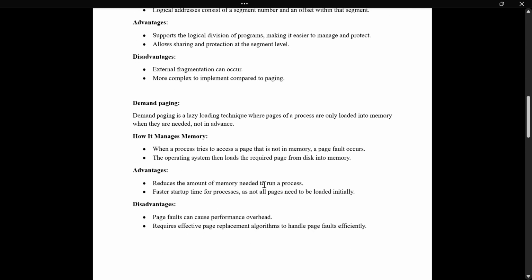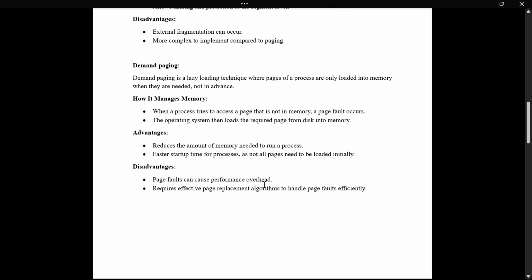Demand paging. Demand paging is a lazy loading technique where pages of a process are only loaded into memory when they are needed, not in advance. How it manages memory: when a process tries to access a page that is not in memory, a page fault occurs. The operating system then loads the required page from disk into memory. Advantages: reduces the amount of memory needed to run a process, and gives faster startup time for processes, as not all pages need to be loaded initially. Disadvantages: page faults can cause performance overhead and require an effective page replacement algorithm to handle page faults efficiently.